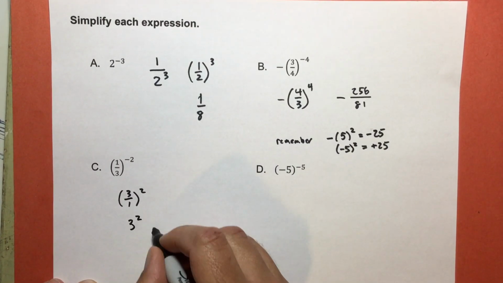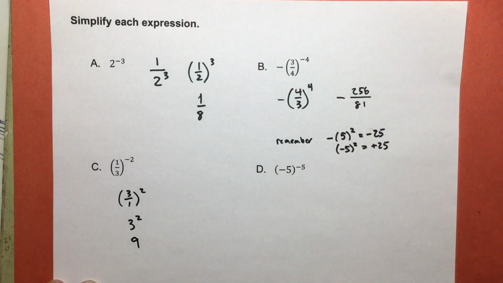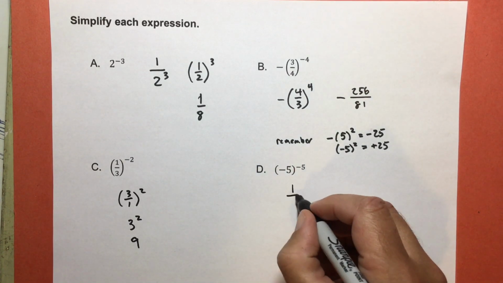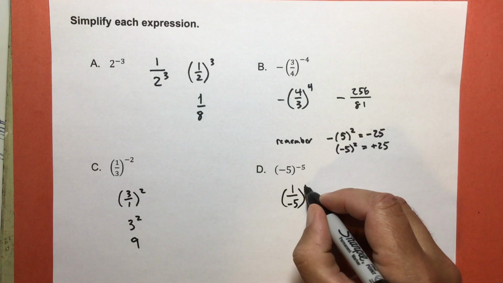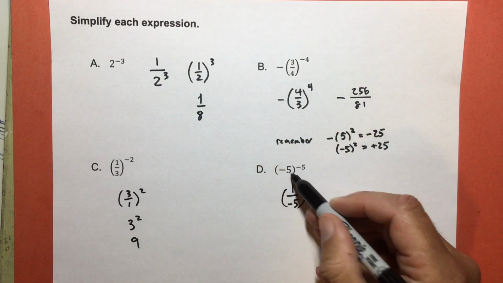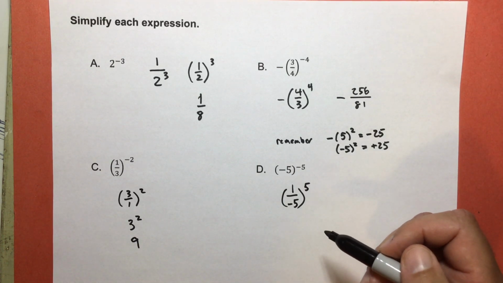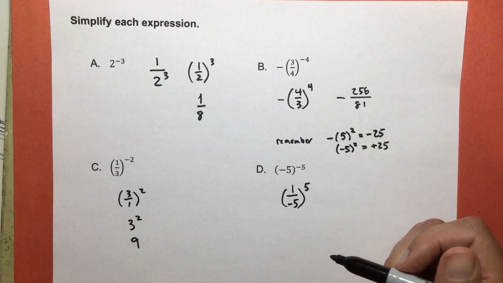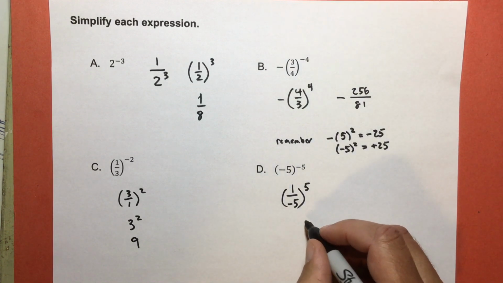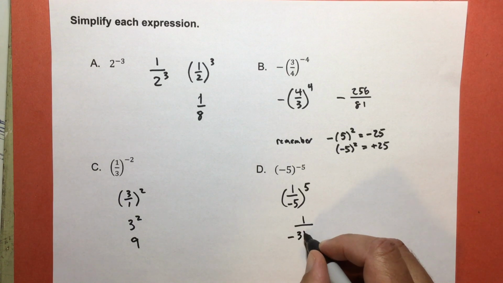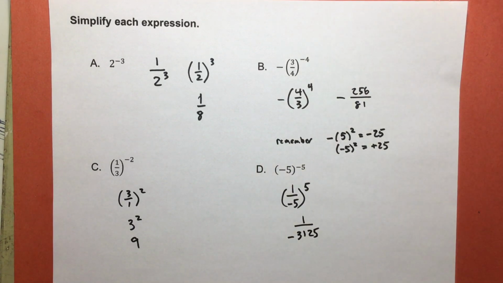All right, reciprocal, 3 over 1 to the second power. That's just 3 squared, which equals 9. I know, I did that one kind of fast. And this one is 1 over negative 5 to the 5th power. So I find the reciprocal of negative 5, and then I change the negative 5 in the exponent to positive 5. Let's see, 5 to the 5th power is 3,125. So this is 1 over negative 3,125. Okay, in the next video, I'm going to be doing more problems like this.